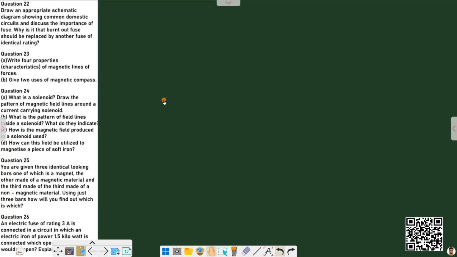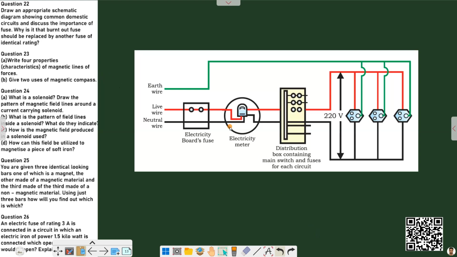So let us now move to question number 22. In question number 22, we have to draw a schematic diagram for a common domestic circuit and discuss the importance of a fuse. So let me show you a common house domestic circuit diagram. Here you can see a common house domestic circuit diagram. Here we have three wires. One is the earth wire, the red one is the live wire, and the black one is the neutral wire.